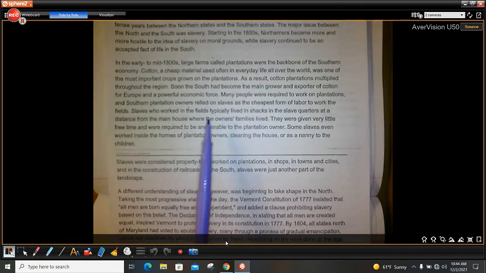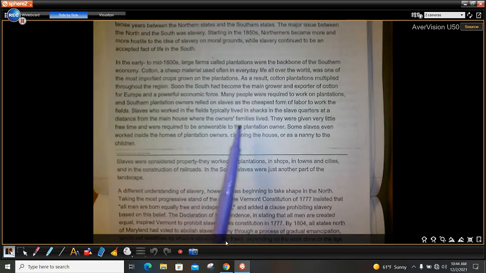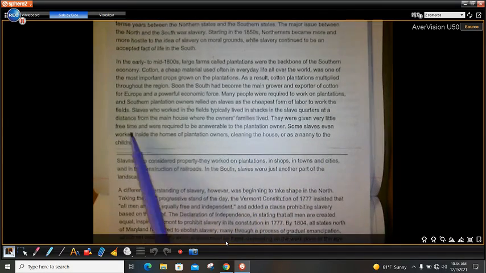Slaves who worked in the fields typically lived in shacks in the slave quarters, a distance from the main house where the owners' families lived. They were given very little free time and required to be answerable to the plantation owner. Some slaves even worked inside the home of plantation owners, cleaning the house, or as the nanny to children.